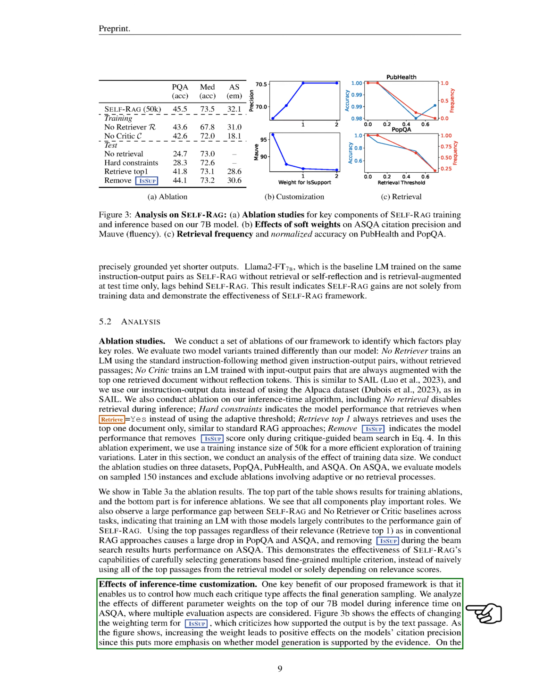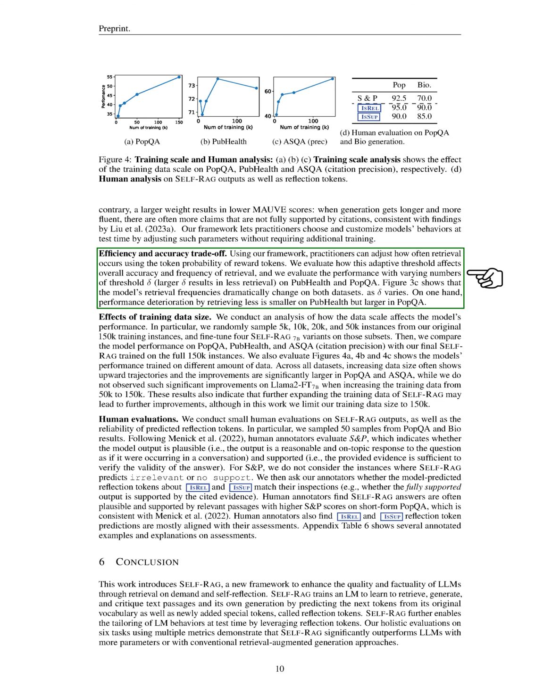One of the key benefits of our framework is that it allows us to control how much each critique type affects the final generation sampling. We analyzed the effects of different parameter weights on our 7B model during inference time on ASQA. The results show that increasing the weight leads to positive effects on the model's citation precision, but it results in lower MAV scores. We also evaluated how the adaptive threshold affects overall accuracy and frequency of retrieval.